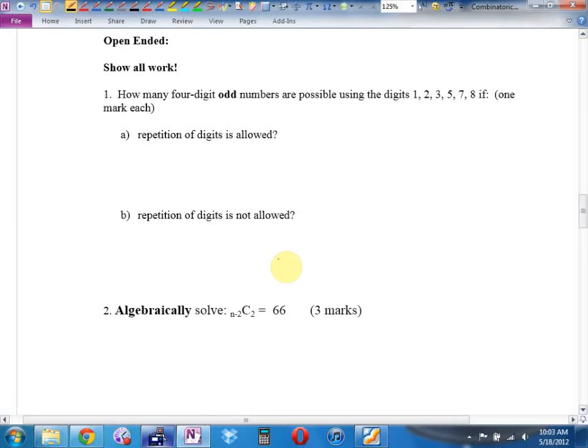Open-ended. How many 4-digit odd numbers? Oh, they've given me a restriction. For this to be odd, I got 4 choices. Now, in A, repetition is allowed. Katie, what that means is I'm putting the Scrabble tile back in the grab bag and shaking it up. So now I have 6 choices, 6 choices, and 6 choices, because I'm throwing it back in each time and there's no more restrictions. It's going to be 216 times 4, which is 864.